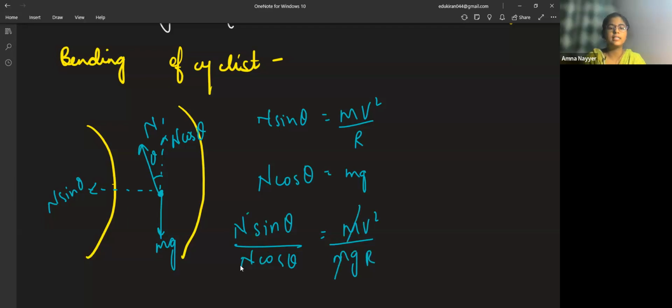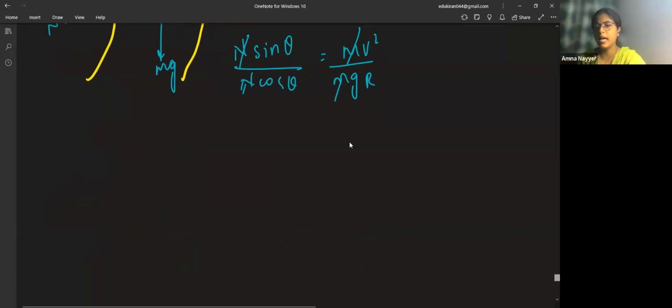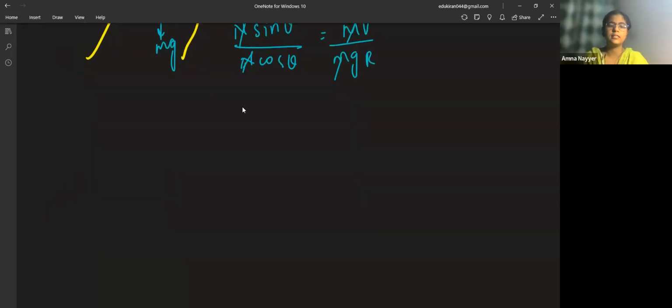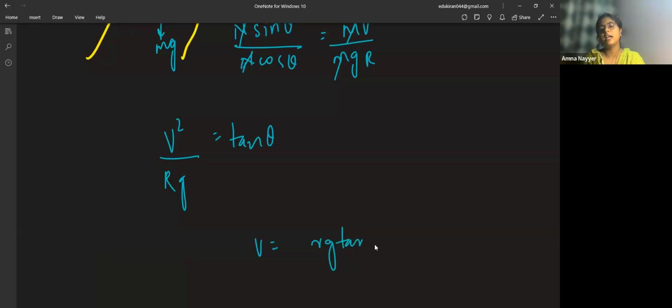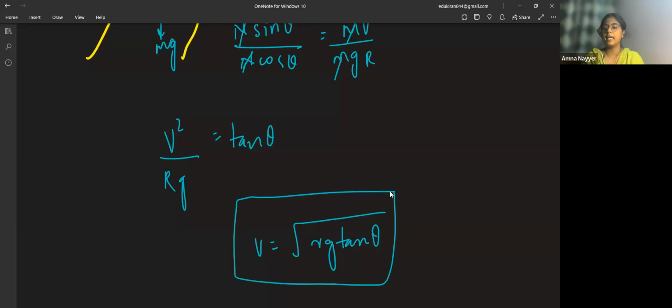m will get cancelled, N will get cancelled. Sin theta by cos theta will become tan theta. So v square by rg is equal to tan theta. Velocity is again under root rg tan theta. This is the safe limit for turning a cycle.